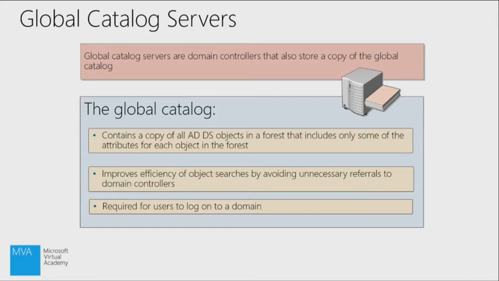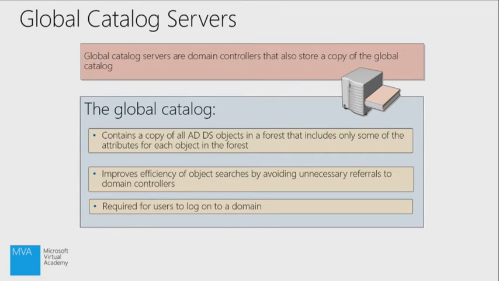Our next physical component, global catalog servers. Global catalog servers are domain controllers that also store a copy of the global catalog. The global catalog is a copy of all the objects in Active Directory and a subset of the attributes of those objects. Where a global catalog is different than a domain controller is in this first option: it contains a copy of all ADDS objects in a forest. We're going to cover forests in just a minute so that you'll learn a little more about why a global catalog is different than a domain controller.